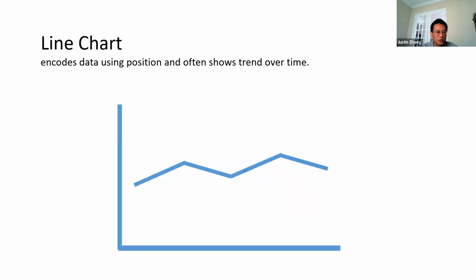Line chart. A line chart encodes data using position and is a good way to show trends over time. So normally we do time series analysis with line chart. It is best to keep the time series on x-axis, not the other way, and then having the oldest time period on the left going to the latest time period on the right-hand side.